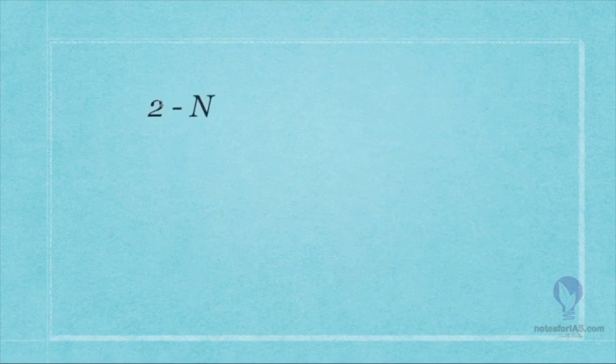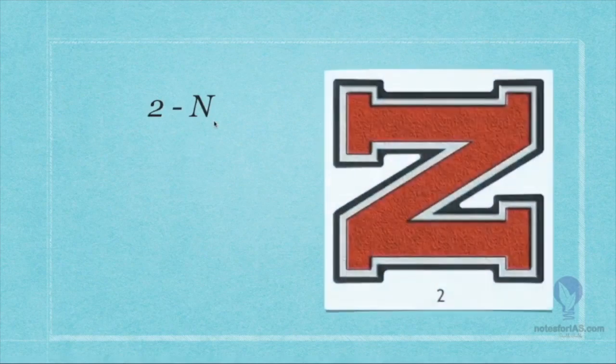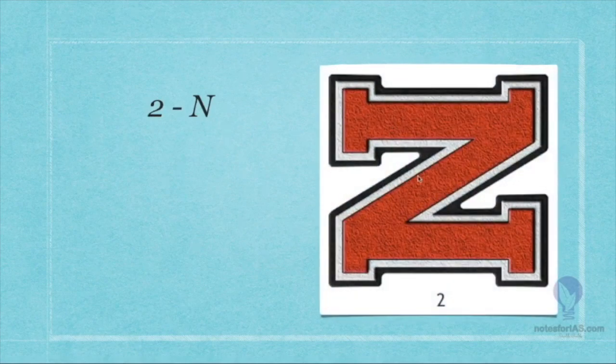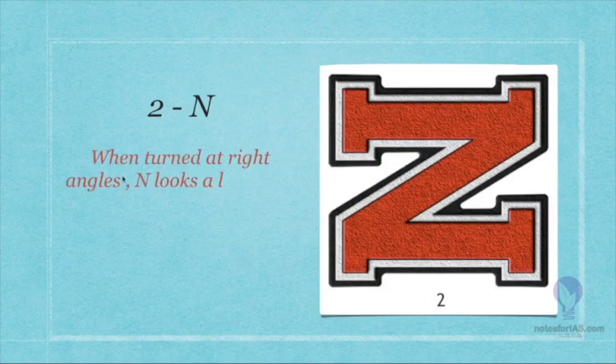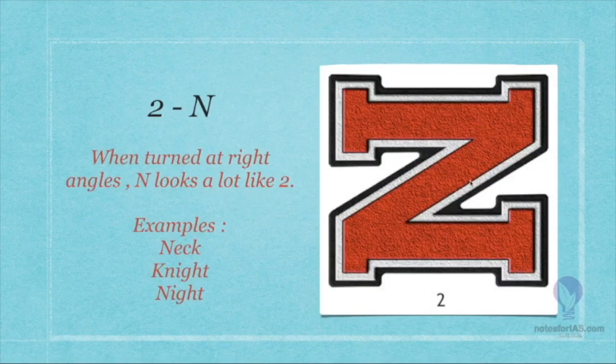For the number 2, the sound is no. Please remember, we're not talking about the letter N, we are talking about the sound no. We'll explain what we mean in a moment. This is the learning aid for it. As you can see, when turned at right angles, N looks a lot like 2. So this is just N which has been turned at right angles, and it looks just like 2.